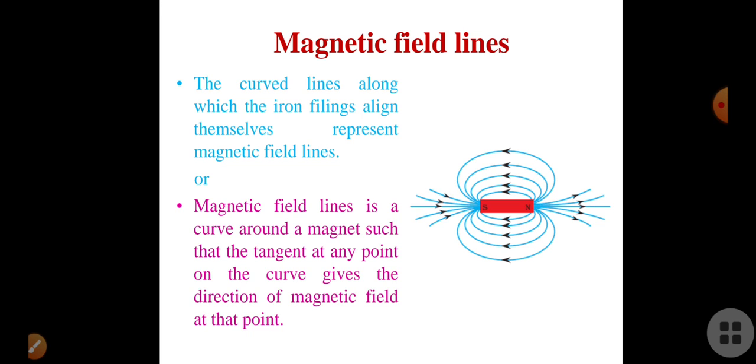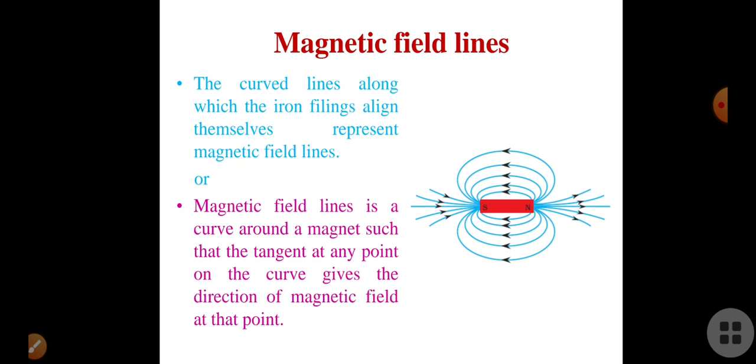But now what is happening? These magnetic field lines are going from south to north inside the magnet to complete this curve. It is moving like this. So what is the direction of magnetic field lines inside the magnet? It will be from south to north.